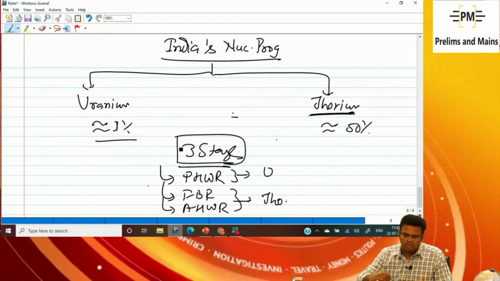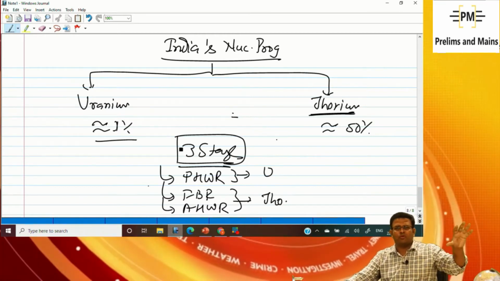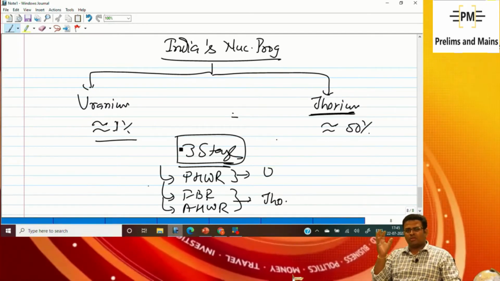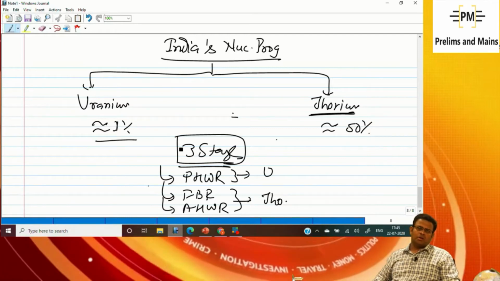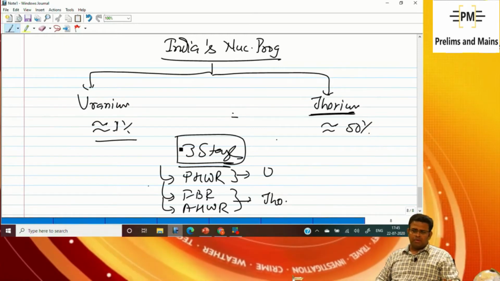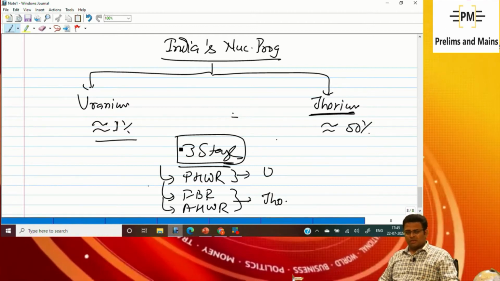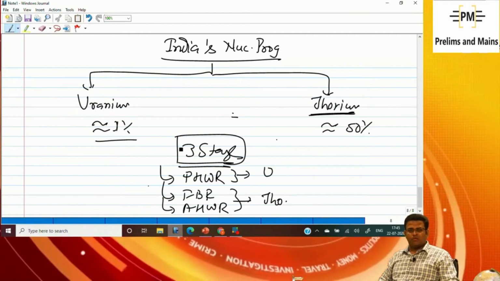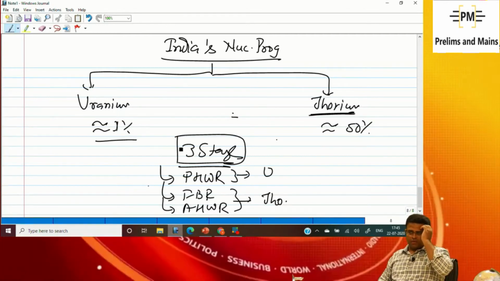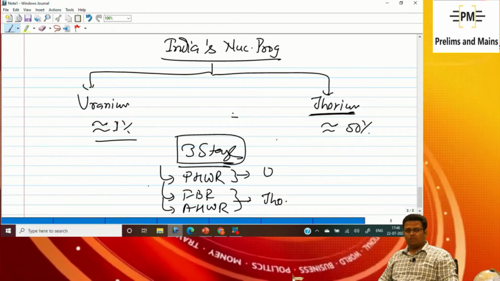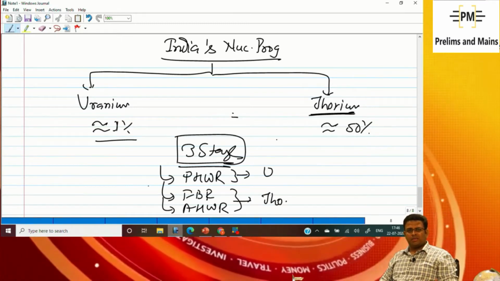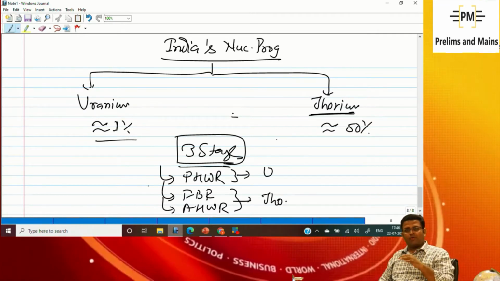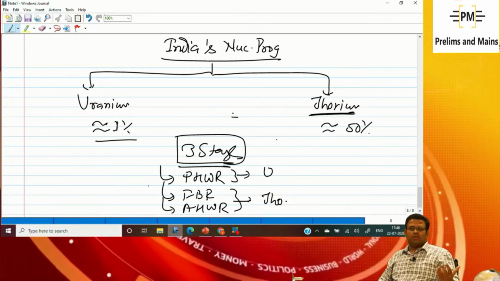Our 3-stage program depends on that. I am making a flow chart so that you can write it on your own. If the question comes why India has a 3-stage program, prepared by our premier and legendary scientists, you just say that it is based on the availability of nuclear fuel. Uranium we hardly have 1%, but thorium is available more than 50%, and thorium is also better than uranium.